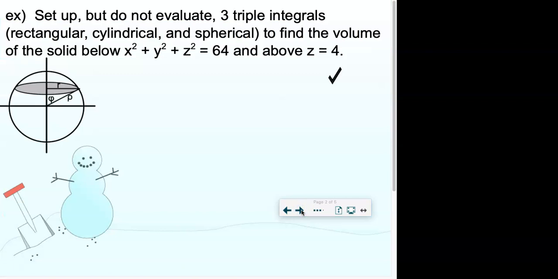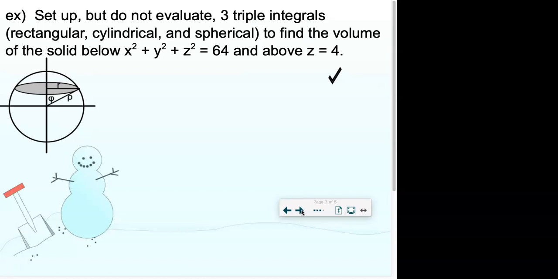All right. So we're going to set up, but do not evaluate, 3 triple integrals. We're going to start with rectangular. We're going to do cylindrical. And then we're going to do spherical, all to generate the same thing. All right? So what are we going to generate?